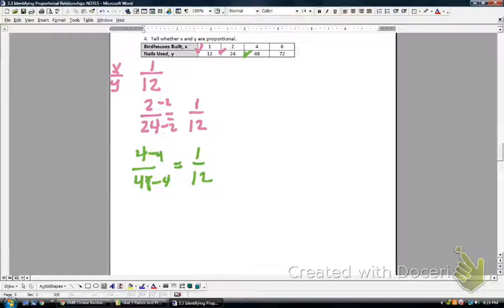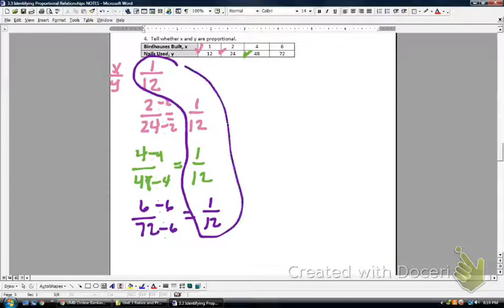Then let's look at the last one. I have 6 to 72. Divide the top by 6 and the bottom by 6. That simplifies to 1 to 12. So I'm comparing these. They all simplify to the same ratio, so it is proportional.